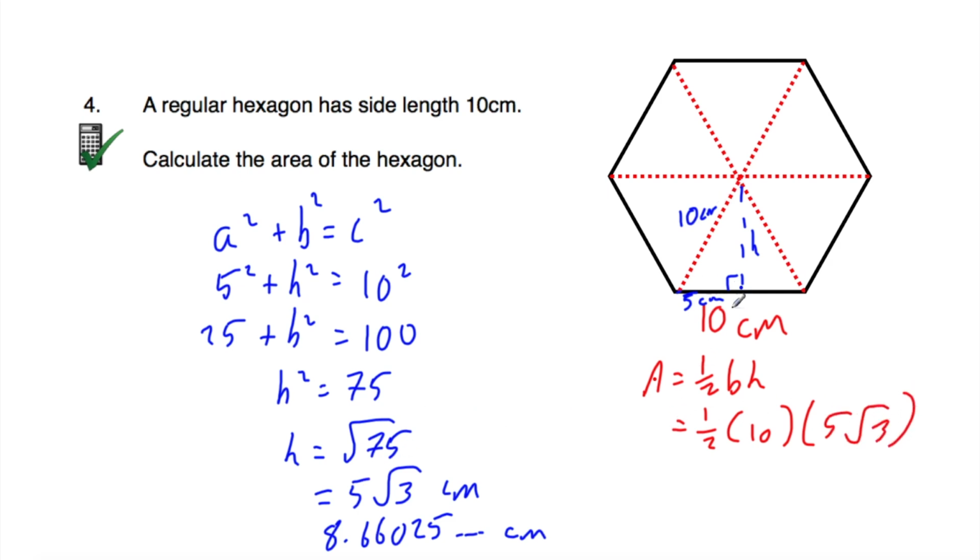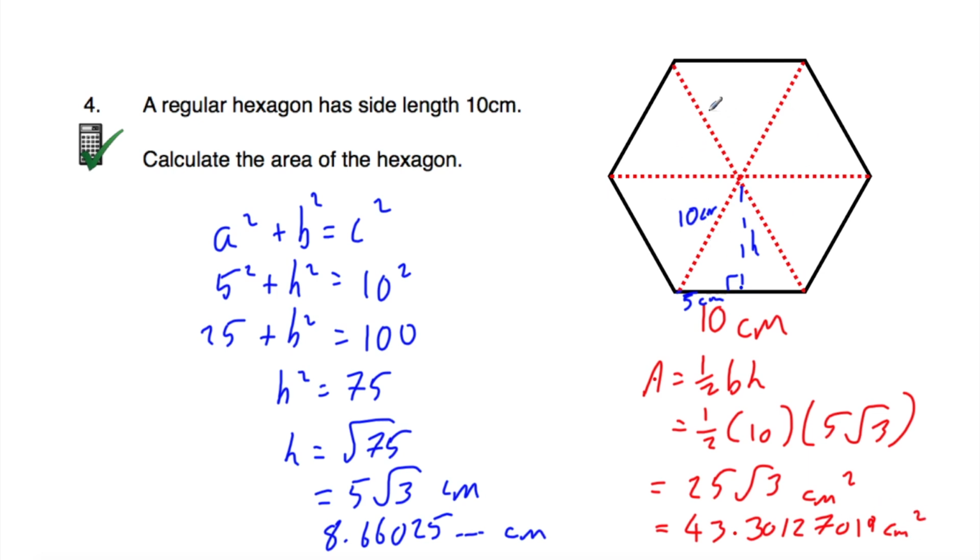So if we work out half times 10 times 5 root 3, that'll give us the area of the equilateral triangle. So let's do that. And that would be equal to 25 root 3 centimeters squared. So that's the area for this triangle, 25 root 3. Or as a decimal number, if you worked it out as a decimal number, it would be 43.30127019 centimeters squared. So now we know the area of one of the triangles.